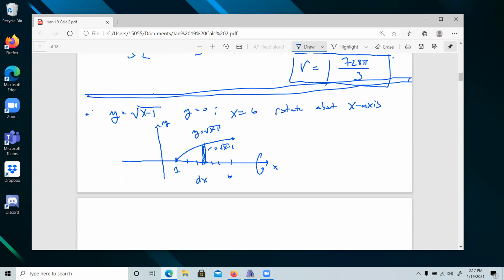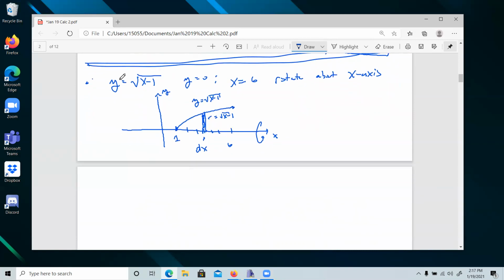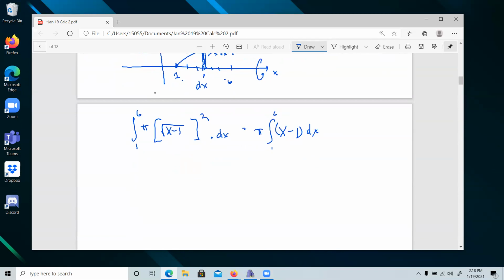That's my dx. So what we're going to do is go from 1 to 6, and we have pi, and we have the square root of x minus 1 squared, because we have to square the radius, times our height, dx. So this one I don't really need to use substitution for, do I? We have 1 to 6, put the pi out in front here, we have x minus 1 dx. Nice integral. We should all be so lucky.